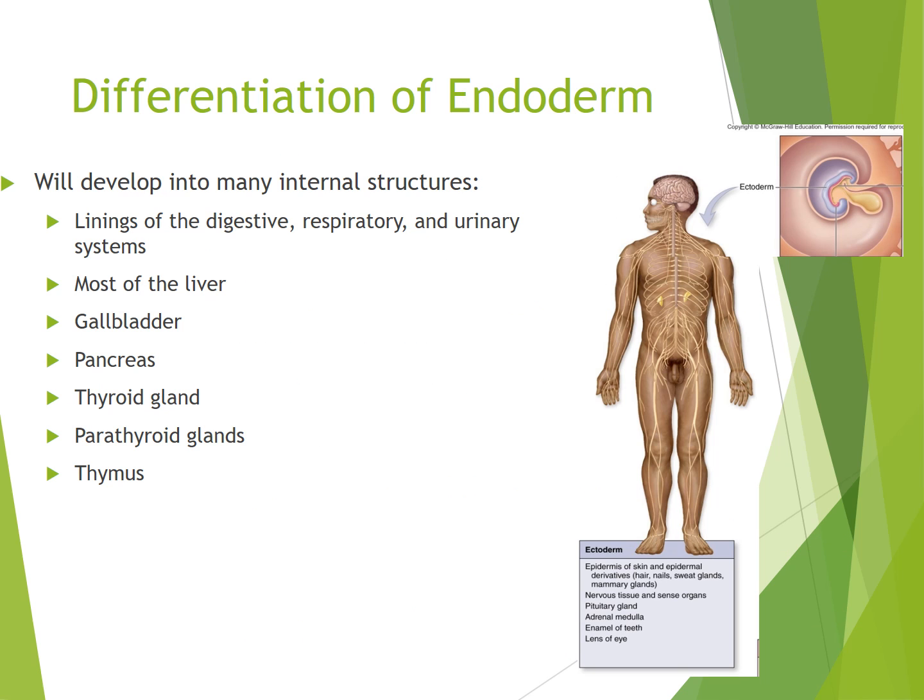The endoderm becomes the innermost tissue when the embryo undergoes transverse folding, and so it forms the structures and the linings of the digestive, respiratory, and urinary tracts, as well as the thyroid gland, parathyroid gland, thymus, and portions of the tonsils, as well as the liver, gallbladder, and the pancreas.